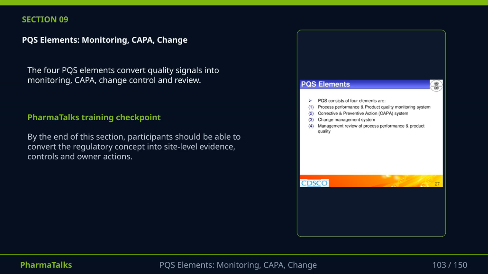By the end of this section, you will be able to take these regulatory concepts and apply them practically at the site level, including developing evidence, implementing controls, and assigning responsibilities. This is essential for maintaining a robust quality system that supports continuous improvement and compliance.